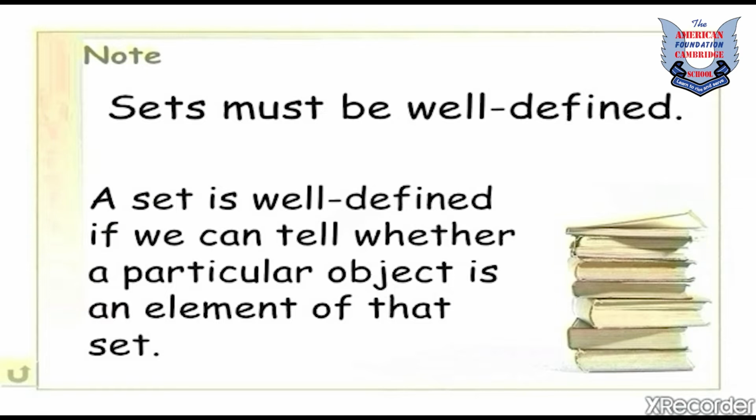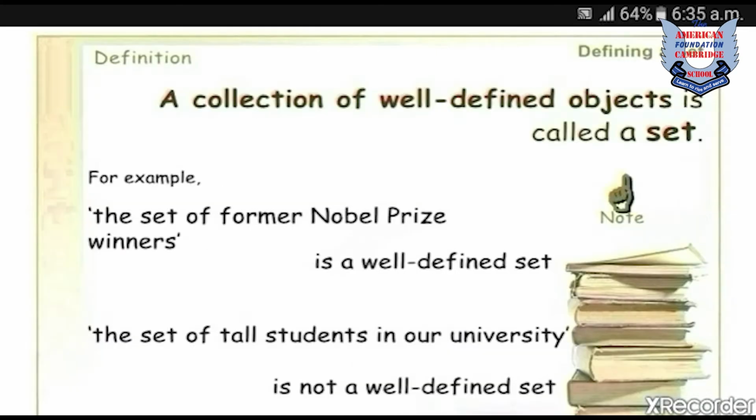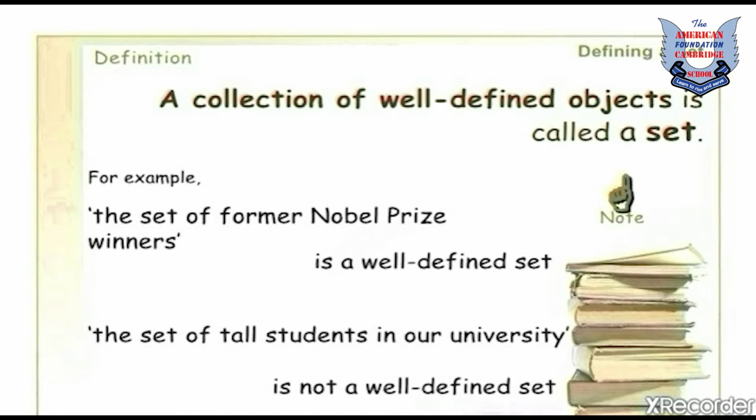Sets should be well defined. A set is well defined if we can tell whether a particular object is an element of that set. For example, the set of former Nobel Prize winners. This is a well-defined set. And the set of tall students in our university. This is not a well-defined set.